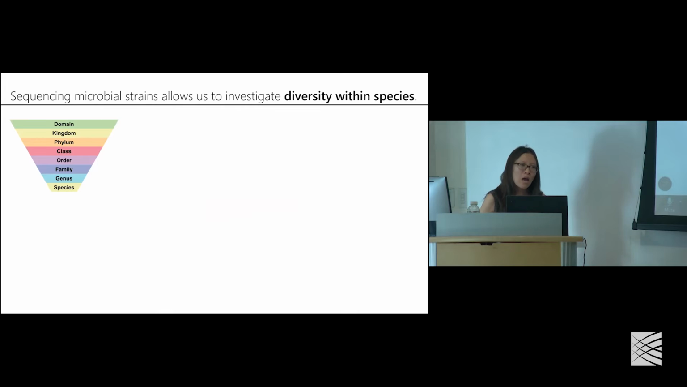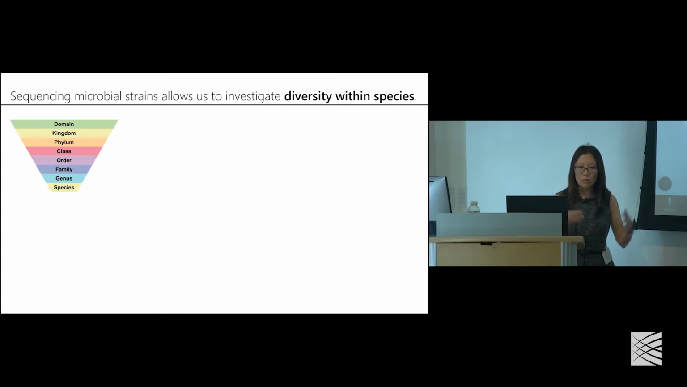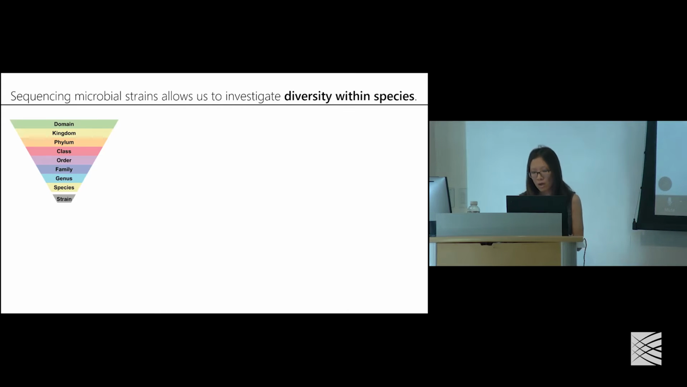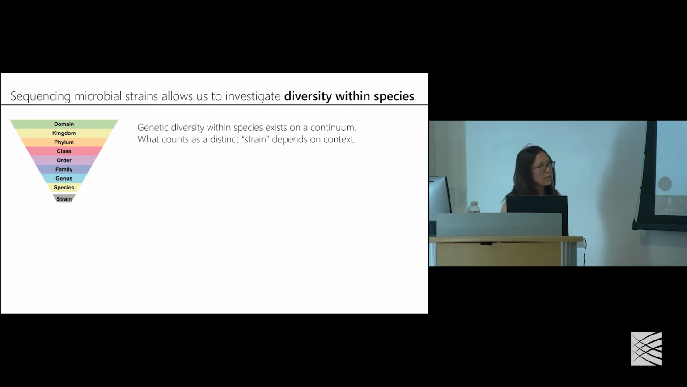All right, so I do want to take a moment to talk about what I mean by sequencing microbial strains. Our goal here is to investigate diversity within species. In the taxonomic hierarchy, going from domain to species, strains sit below the category of species. And so we're looking at genetic variation that's present within populations. What counts as a strain depends really on context. There's not a single answer. It really depends on the application that you're looking for.